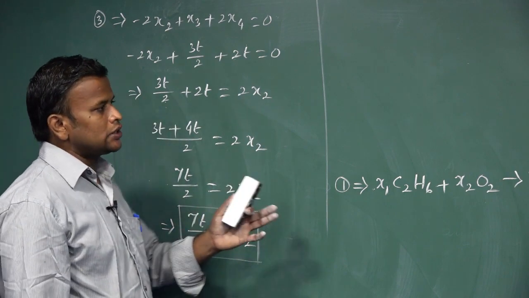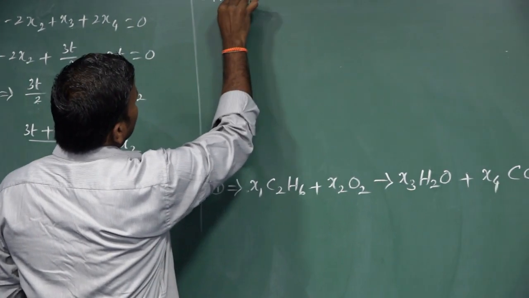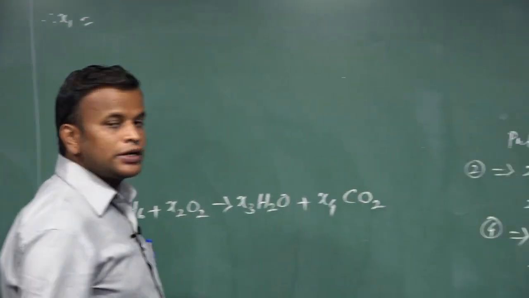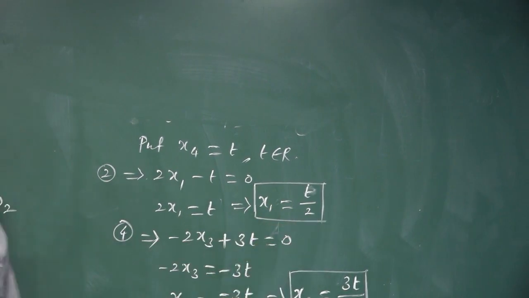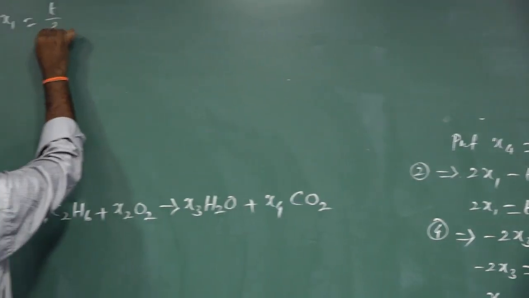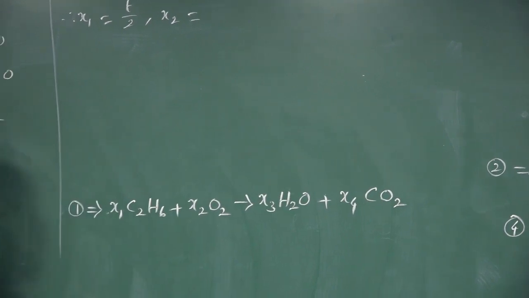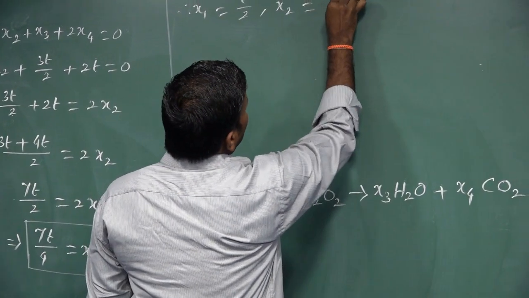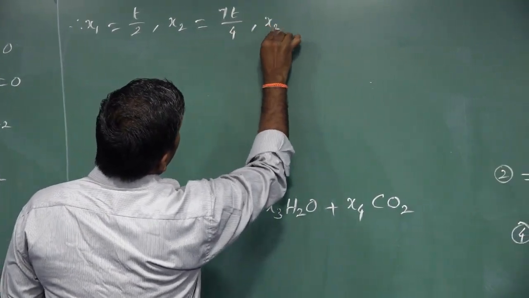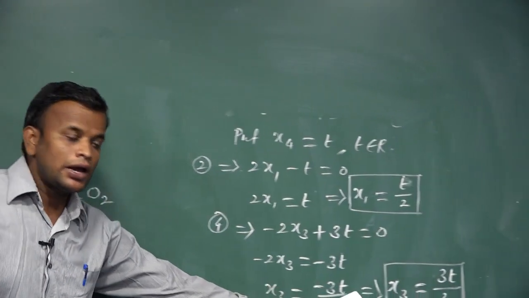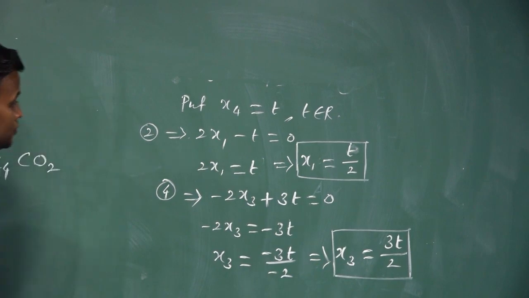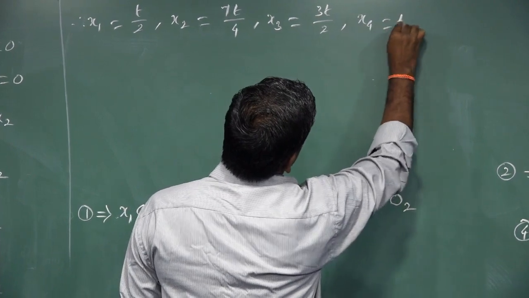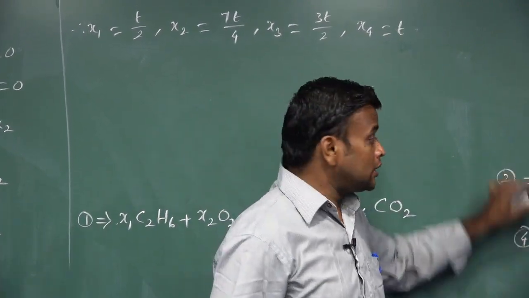For our easy convenience, I write in order. Therefore, the value of x1, we already found, is t by 2. And the value of x2 is 7t by 4. Comma. The value of x3, again we see, is 3t by 2. And x4 is just t. We already took the value of x4 as t.